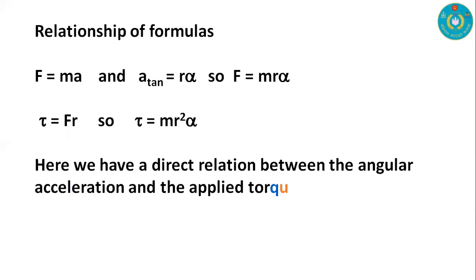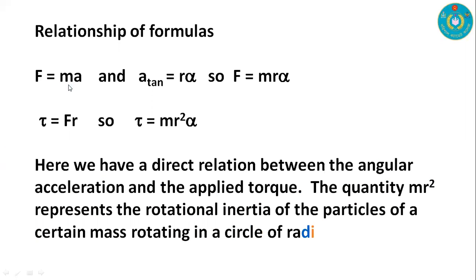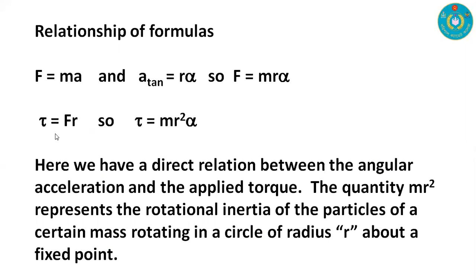Here is the relationship of formulas. Previously we had the equation F is equal to ma. Now we can write the equation: torque is equal to Fr, and here we have a direct relation between angular acceleration and applied torque. The quantity mr square represents the rotational inertia of a particle of a certain mass rotating in a circle of radius r about a fixed point.